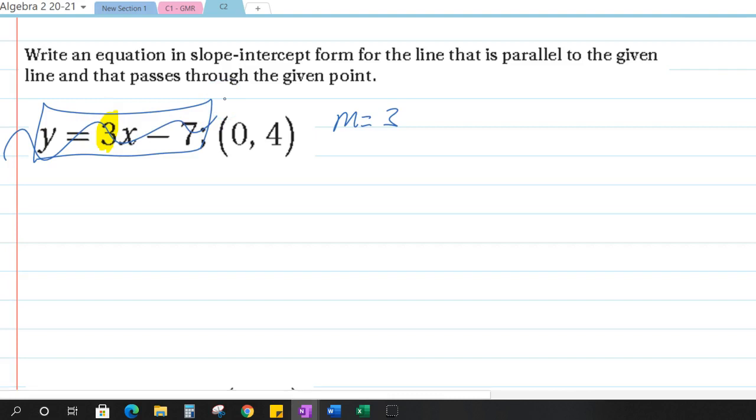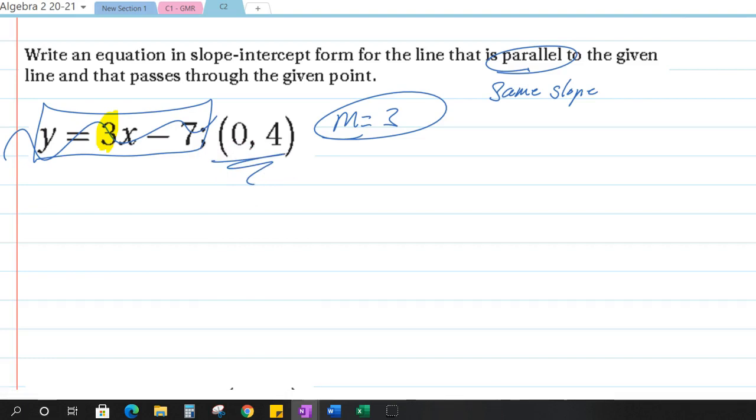M equals 3. Now that I know what the slope is, I don't care about that line anymore. Now I need to actually answer the question. I need an equation in slope-intercept form for the line that is parallel. Well, what do I know about parallel lines? Parallel lines have the same slope. So if my original slope was 3, I'm keeping the slope of 3. Good, I've got the slope. Now I need to find the y-intercept of the new line. That's what the point is for, to help me find the y-intercept.